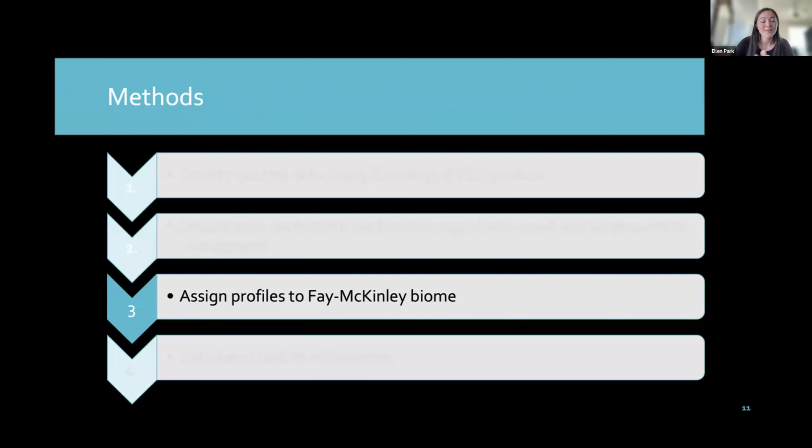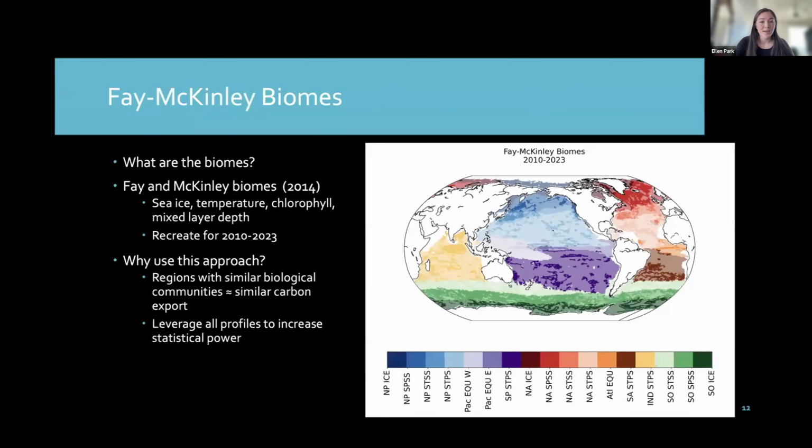Finally, the profiles are then assigned to a Fay and McKinley biome. On land, we can group regions of terrestrial plants that are similar based off of the temperature and precipitation that they experience there. And so we can take a similar approach with the ocean. This was done by Fay and McKinley using sea ice, temperature, chlorophyll, and mixed layer depth. And the original product was created from 1998 to 2010, which precedes the BGC Argo era.